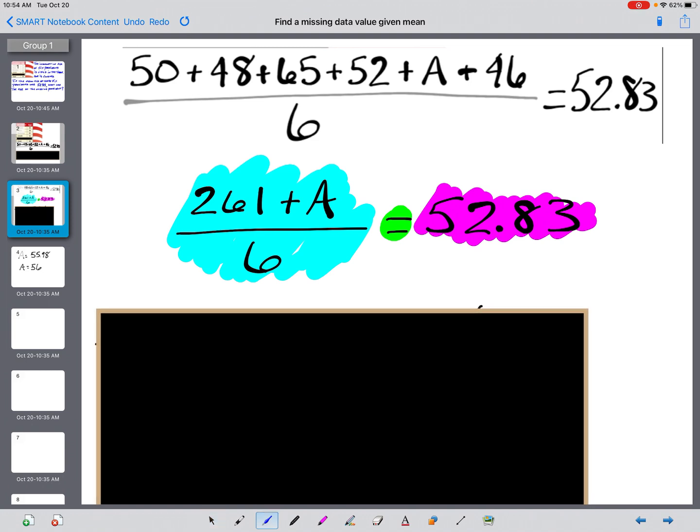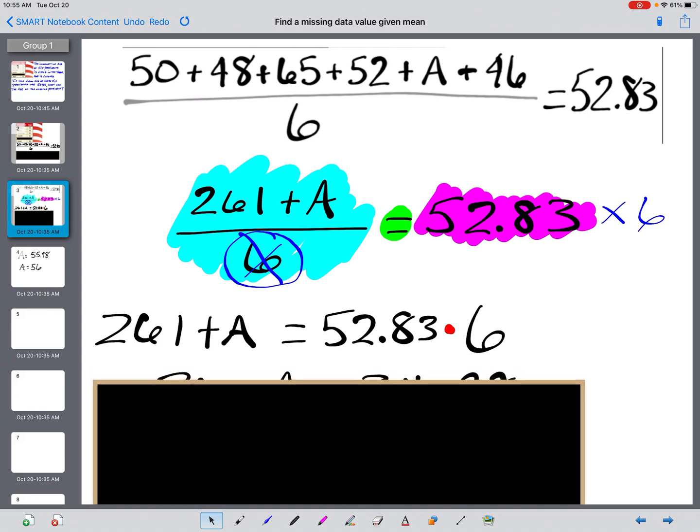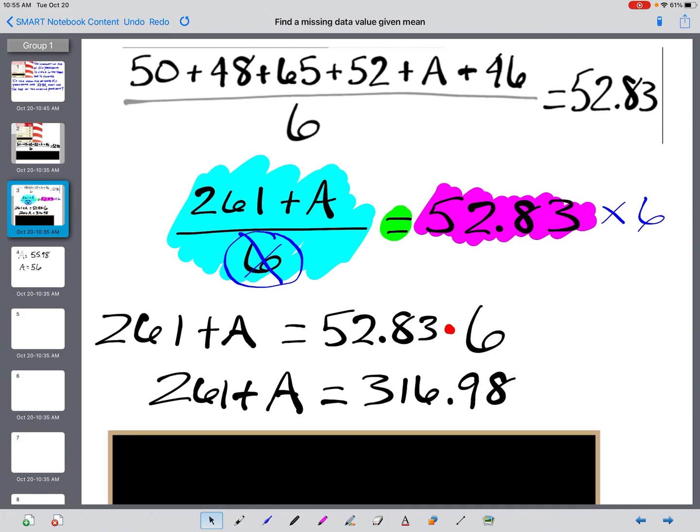And when I say focus, what I mean is what we're going to do is undo division. We're going to reverse this out by multiplying on the other side. Okay, so here I've set it up where I've eliminated the division on that side simply by multiplying on the right side of the equation. So we do that multiplication. So 52.83 times 6 is 316.98. That's where I got that value. Okay. So now we have a new equation, 261 plus A equals 316.98.